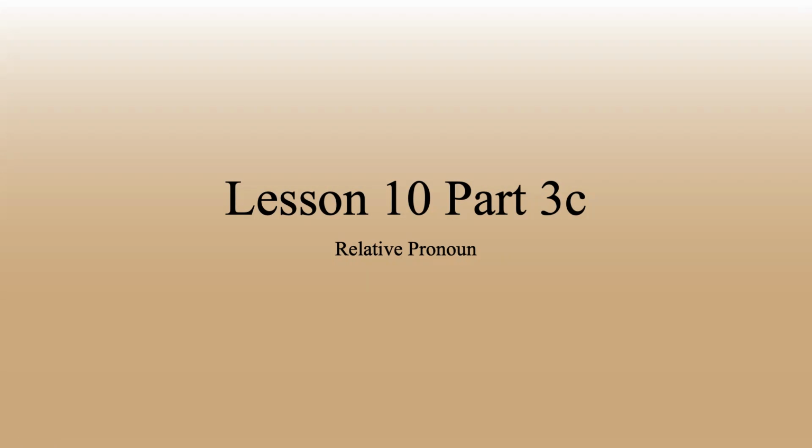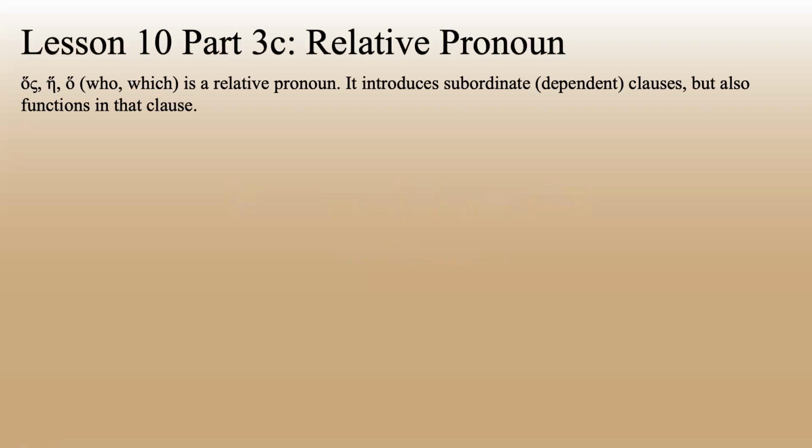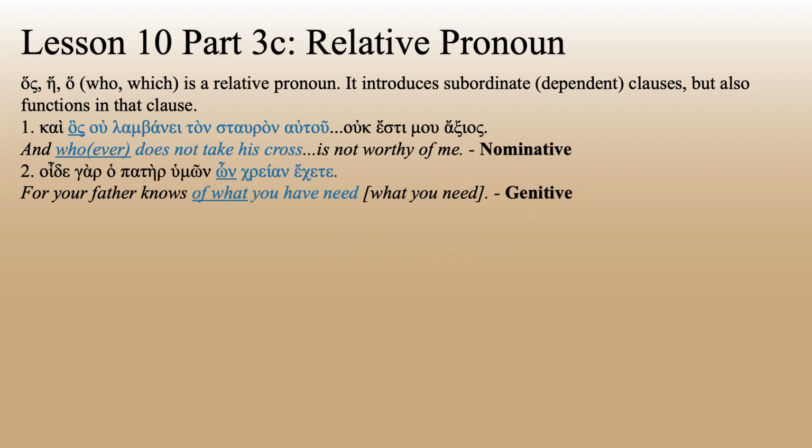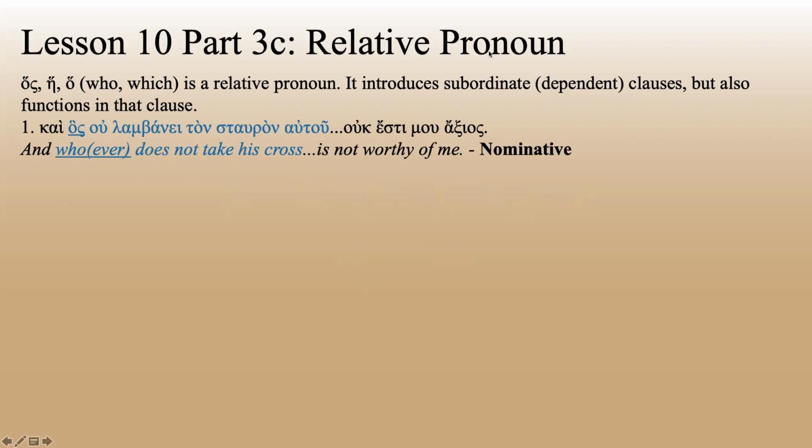Lesson 10, Part 3C, Relative Pronoun. Hos, hē, ho, which means who or which, is a relative pronoun. It introduces subordinate or dependent clauses, but it also functions in that clause. So for example, kai hos ou lambanei ton stauron autou, ouk estin mou axios. And whoever does not take his cross is not worthy of me.